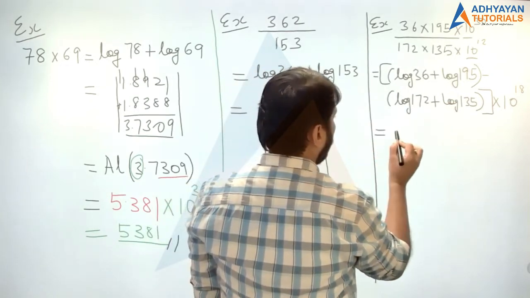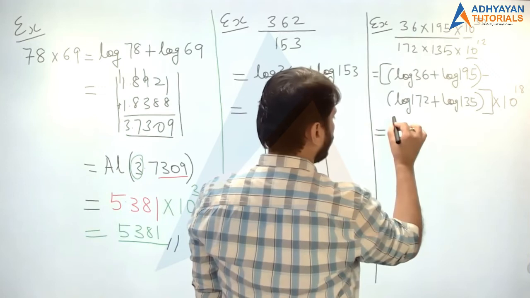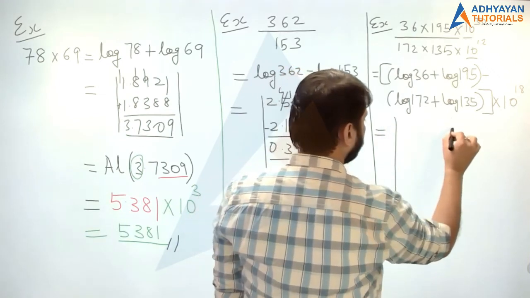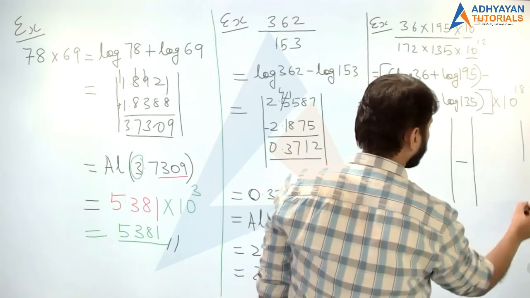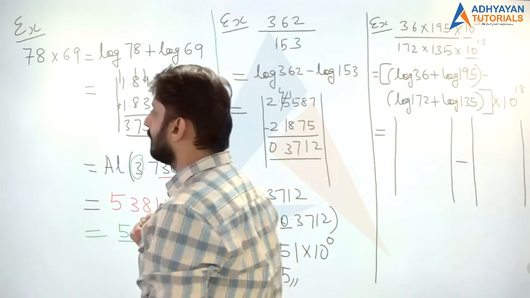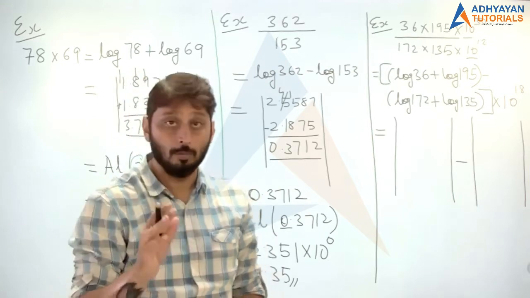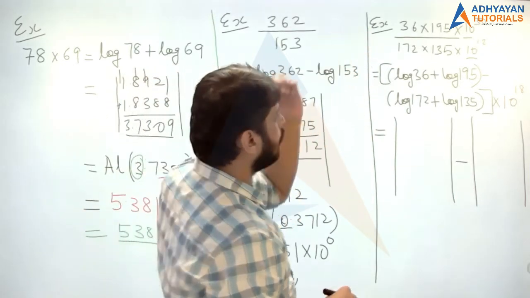Now, I know these two are to be added, so I will add them, and then the denominators, I will add them and then subtract the two. Okay, I hope I'm clear. So let us start one by one.